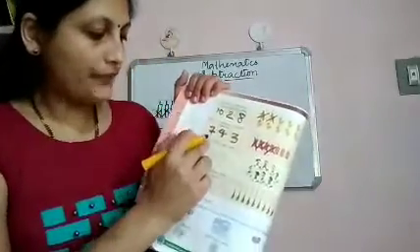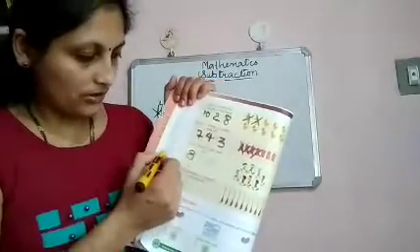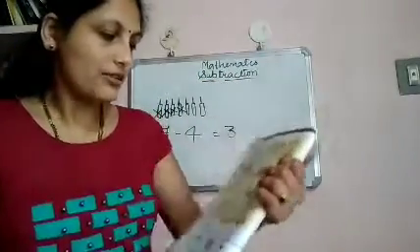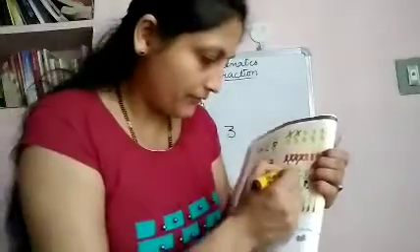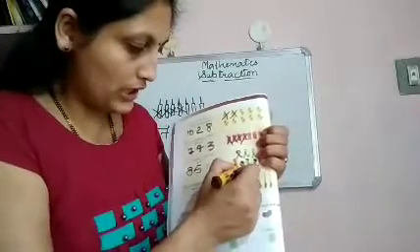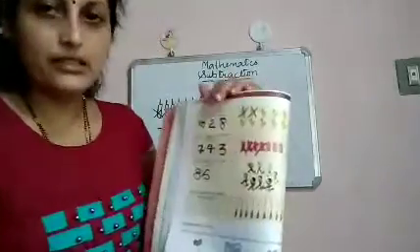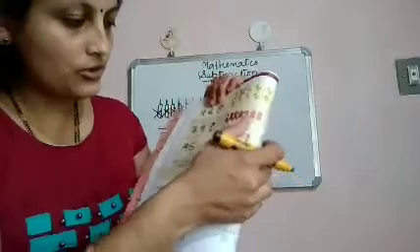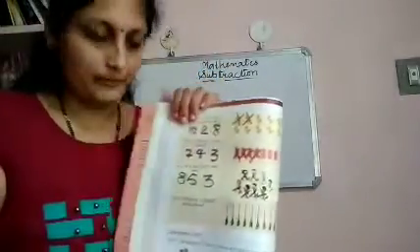Next, out of 8 kids. Here, 8 kids are there. How many? 8. 5 girls went away. So you have to cross out 5 girls. Write here 5 and cross out 5 girls. Find and cross out the girls. 1, 2, 3, 4, 5. 5 girls went away. So how many left now? 1, 2, 3. 3 boys left there.